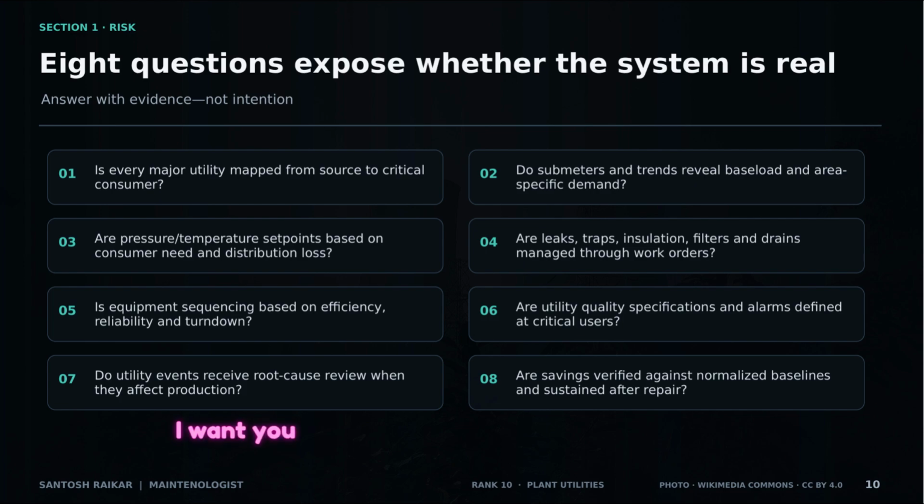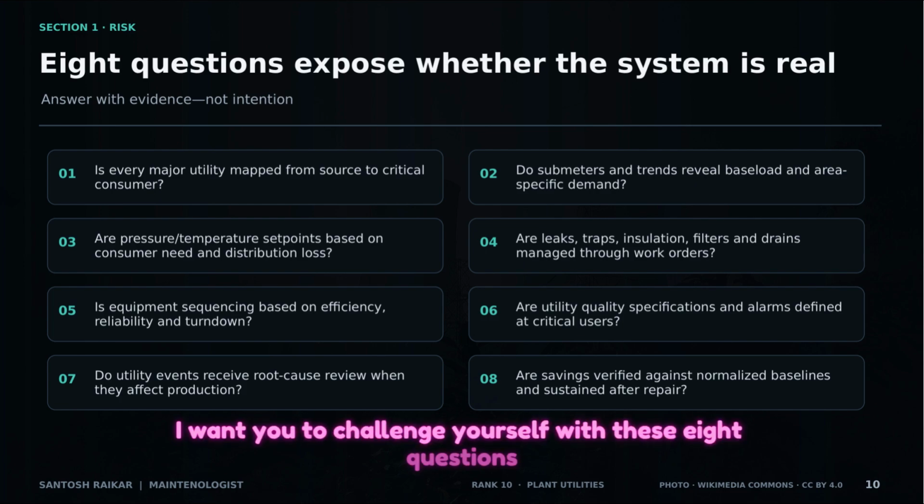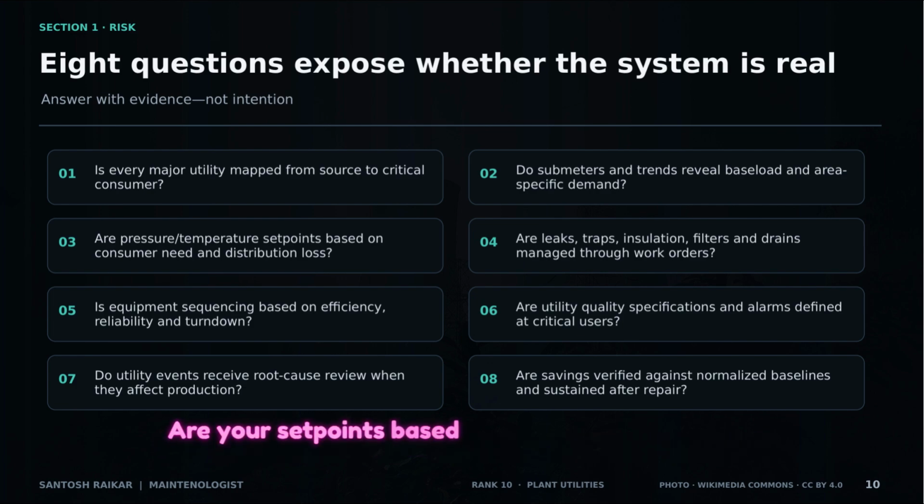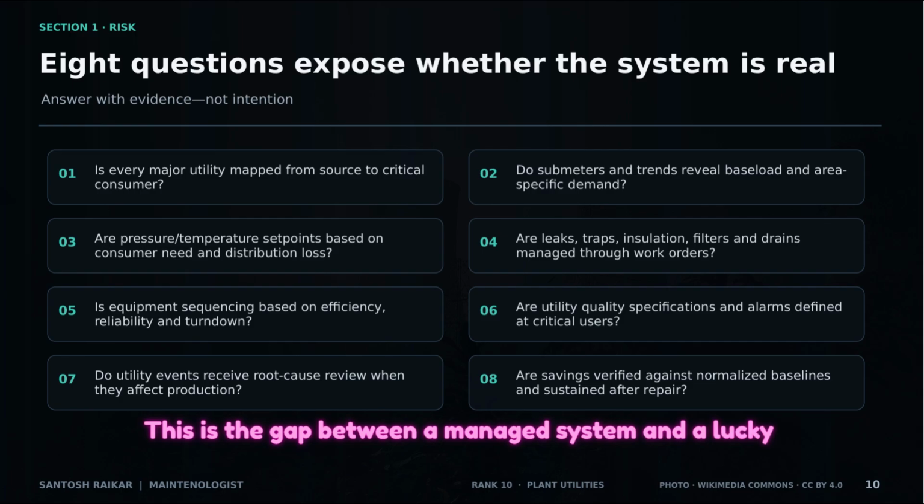I want you to challenge yourself with these 8 questions. Can you map your system from source to consumer? Are your set points based on actual needs, or just a guess? Answer these with hard evidence, not just good intentions. This is the gap between a managed system and a lucky one.